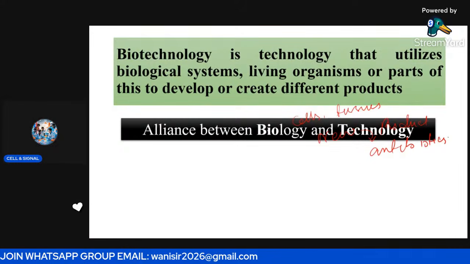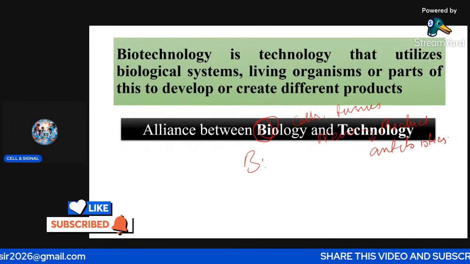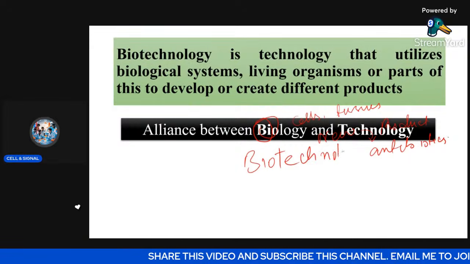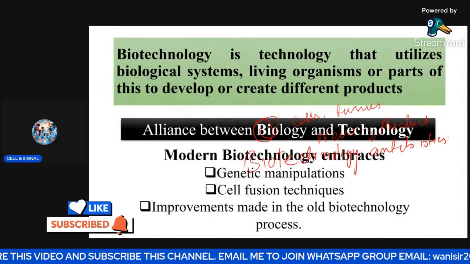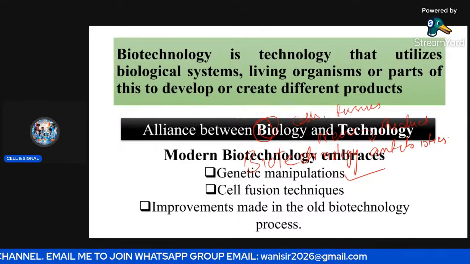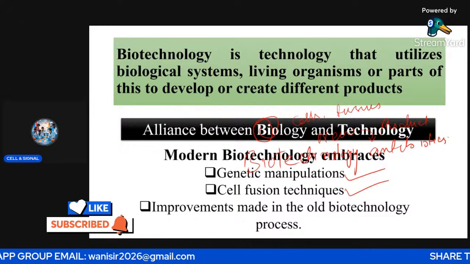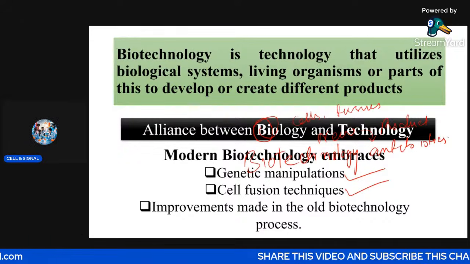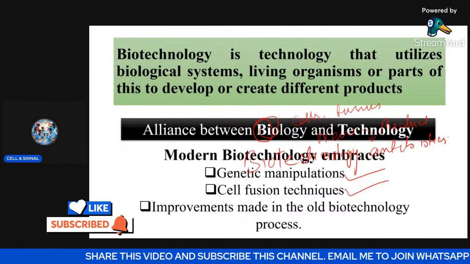So basically this biotechnology is the alliance between biology and technology. It means the bio part and technology part have come together, and it has made a new subject, that is biotechnology. So it is an alliance. So modern biotechnology includes genetic manipulation, it includes cell fusion techniques and improvements made in old biotechnology processes. What are the old biotechnology processes? Like making of curd, making of cheese, these are the old biotechnology processes.